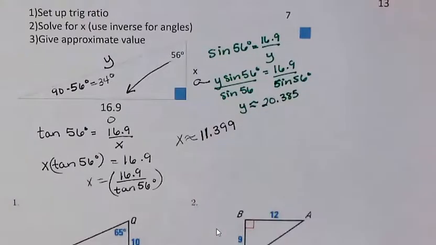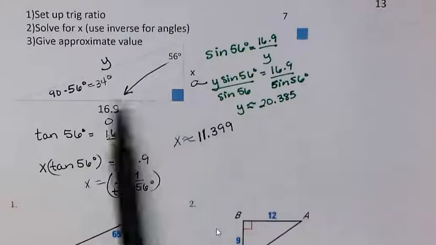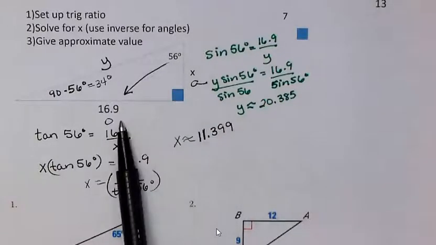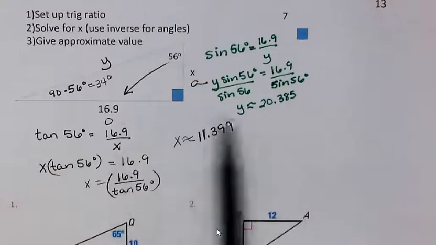20.385. Now, these answers are logical because of the fact that 56 is the biggest angle besides the 90, so the 34 degrees is opposite the shortest side, which would be 11.399, and your hypotenuse is your biggest answer.